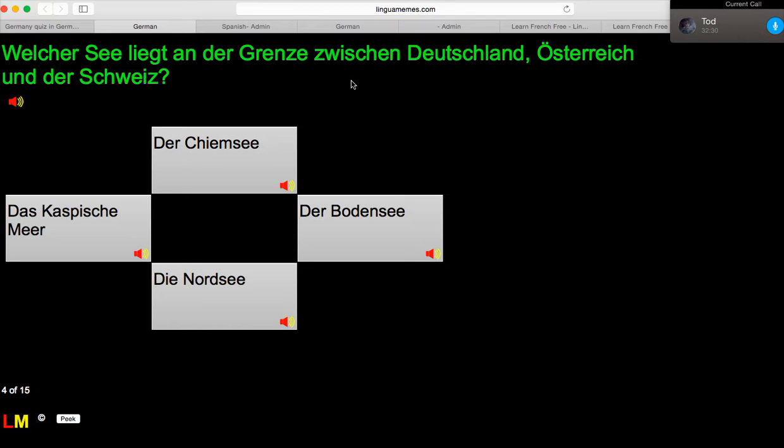And the Grenze zwischen. That's between. I love that one. Love that word. Deutschland, that's Germany. Österreich, we know that one from the East realm. Austria. East of Germany. Und der Schweiz. Der Schweiz, not just Schweiz. It's the Swiss. The Switzerland. Chiemsee is in Bavaria. Oh, right, okay, I didn't know that.